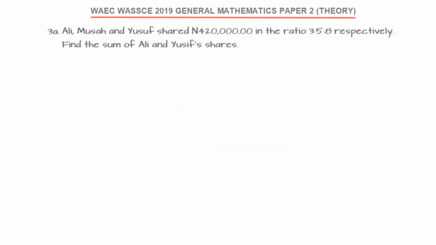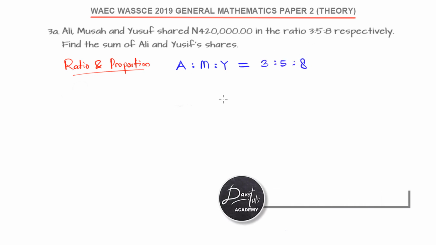In this question, we are told that Ali, Musa, and Yusuf shared 420,000 naira in the ratio 3:5:8 respectively. We are to find the sum of Ali and Yusuf's shares. Now, this is a classical example of a question in ratio and proportion, and we can just note the ratio of their division to be 3:5:8, A for Ali, M for Musa, and Y for Yusuf.